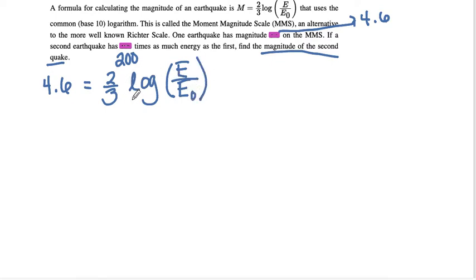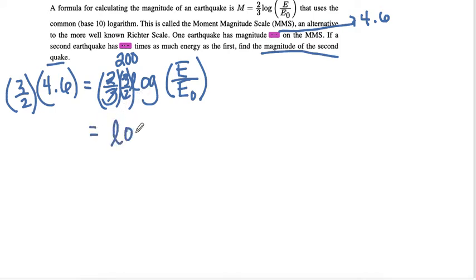Here, what we're going to do is simplify everything that we can. Right now, this 2/3 is being multiplied by the log, so I can multiply by the reciprocal, 3/2. What I do to one side, I have to do to the other. 3/2 times 2/3 cancels, it's just 1. 1 times log is log of E divided by E naught. And when I multiply this out, I get 6.9.